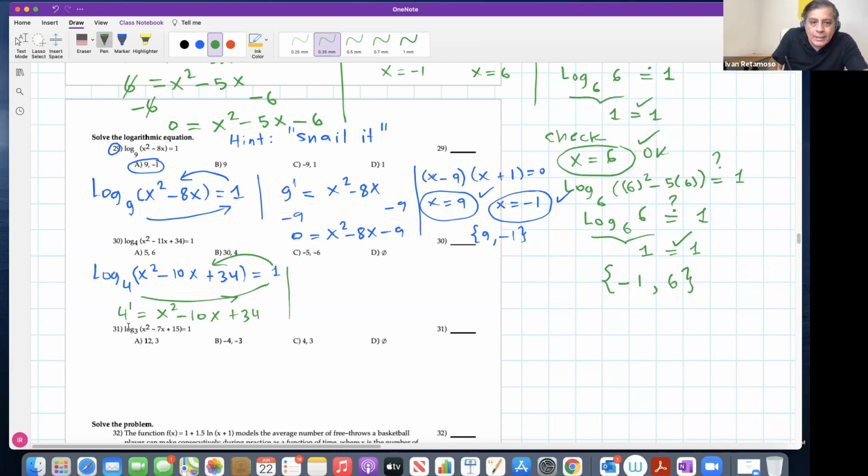Transpose this to the left side by subtracting 4 on both sides. So 0 equals x squared minus 10x plus 30. Factor. I need two numbers whose multiplication is 30, whose sum is -10. After some trial and error, 15 times 2, 6 times 5.